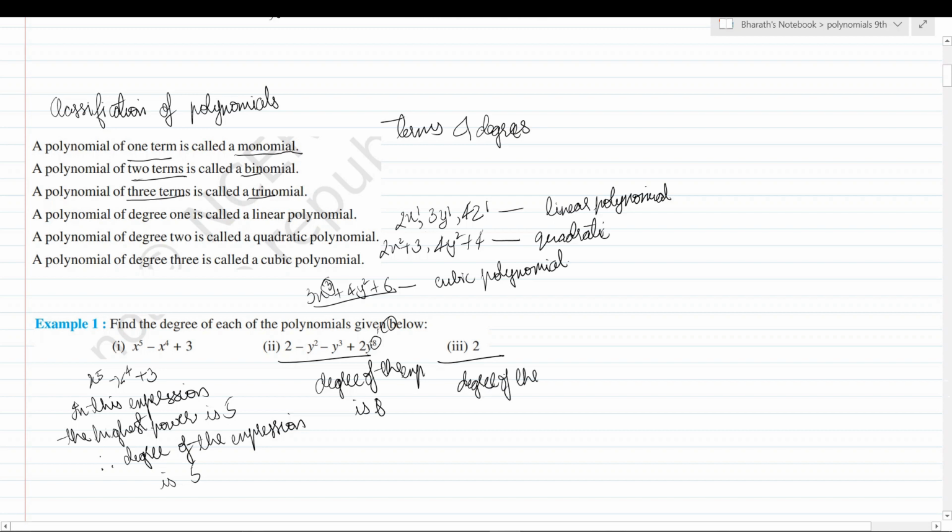Now when you come to question 3, here there is no variable, so just write degree of the expression is 0. Now how can you write 0? There is an explanation for this. Suppose there were 2x⁰, which is the same, whereas x⁰ is equal to 1, and 1 into anything is itself. We all know this. So the highest degree in this expression is 0 itself.